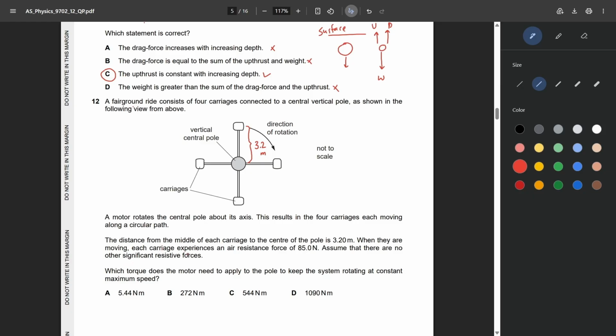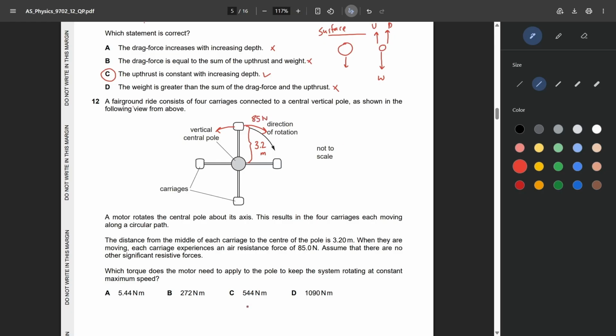When they are moving, each carriage experiences an air resistance of 85 newtons. Assume that there are no other significant resistive forces. Which torque does the motor need to apply to the pole to keep the system rotating at constant maximum speed? Okay, so for this to rotate at constant maximum speed, the force of rotation over here should be equal to the air resistance, right? Which means this force here provided by the motor should be equal to 85 newtons.